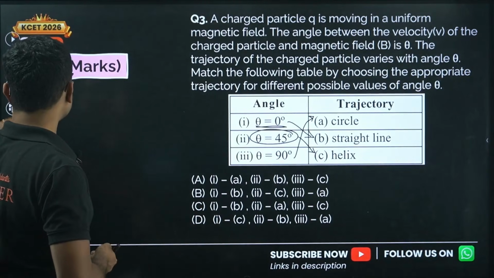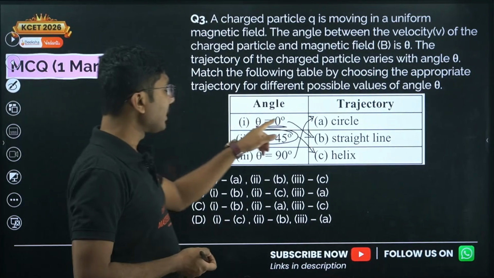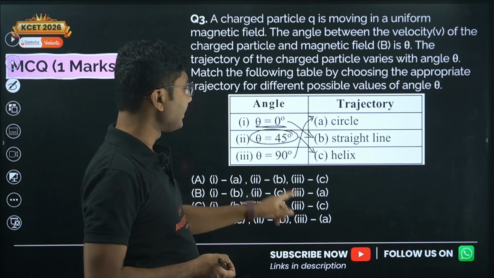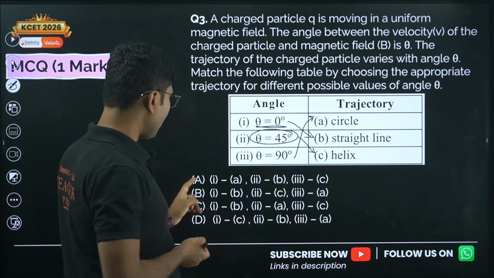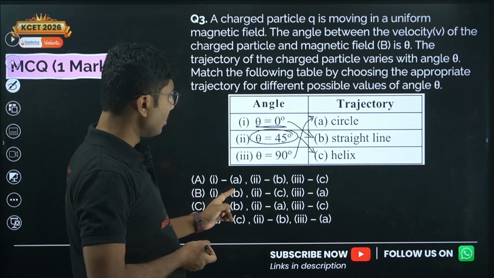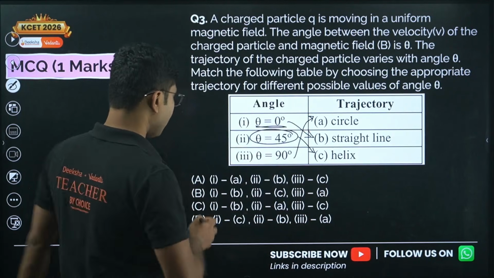So 1 is matching with B, 2 is matching with C, and 3 is matching with A. So 1B, 2C, 3A. The correct answer is option B.